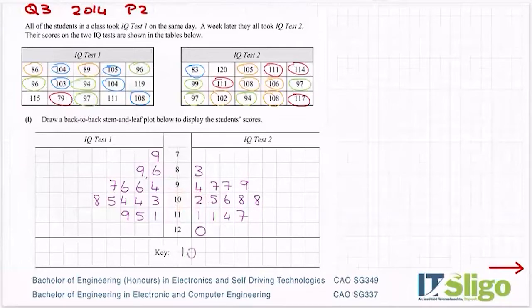So you put in the 10 that's part of your stem, you put in the line and you put in the 2. Okay, so like this. So that's the 10, the line and the 2. And you explain what that is. So it's equal to 102. Okay, so that anybody looking at your stem and leaf knows exactly what's happening.